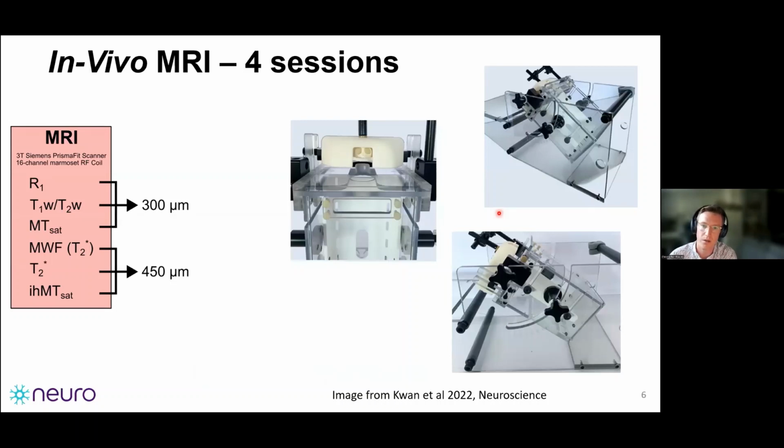So for this study, we did in vivo MRI in a common marmoset over 4 sessions. Each session lasted roughly 2 hours and was spaced 2 weeks apart to ensure good health of the marmoset.